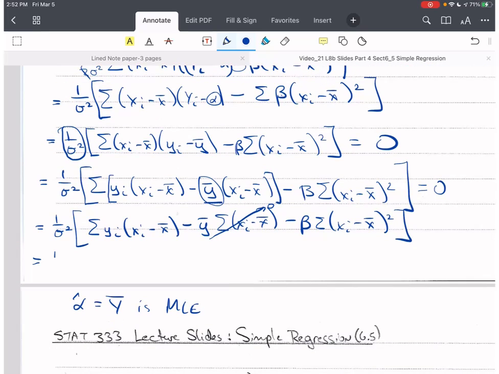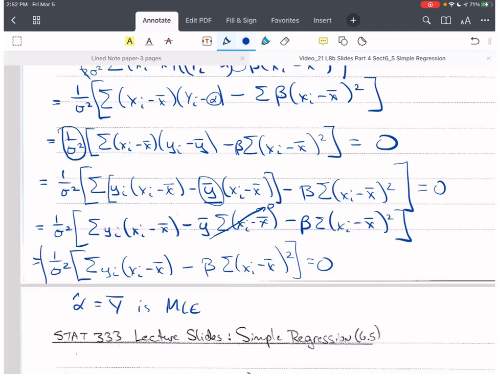And so this leaves me a first derivative of 1 over sigma squared times the sum of yi (xi minus x bar) minus beta times the sum of (xi minus x bar) quantity squared. That's equal to 0. Okay? So this is my first derivative here. This is partial L, partial beta, or the derivative of L with respect to beta.